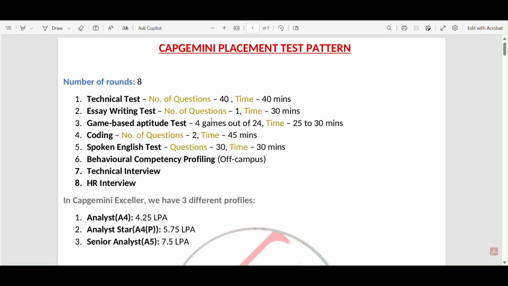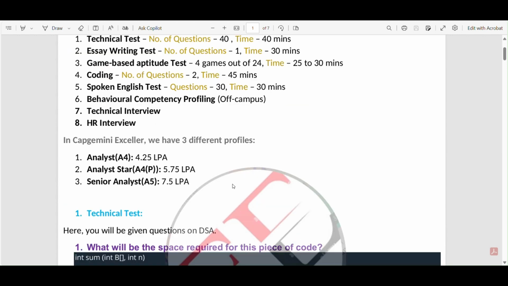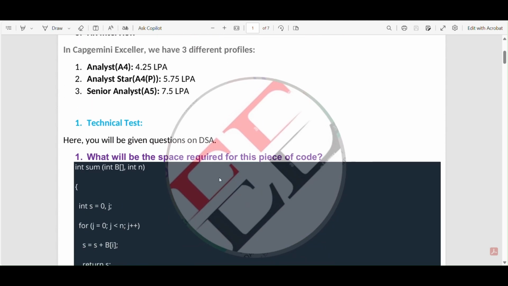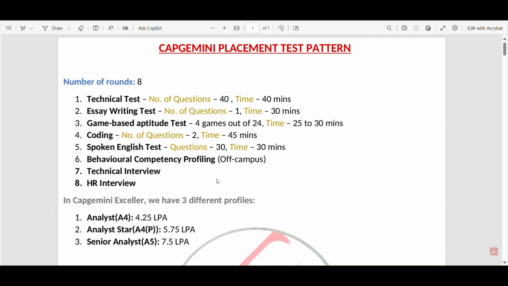Everyone. In today's class, we are going to discuss Capgemini placement preparation. Yes, this is the starting of Capgemini placement preparation, and round by round, we'll be having the videos in our channel. So this is the first class, and I'll be explaining all about the rounds, how is the pattern, and what are the rules. And starting with the technical test until the HR interview, I'm giving all the notes for you.